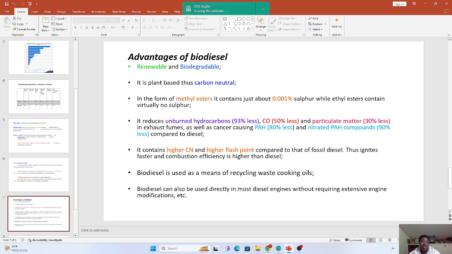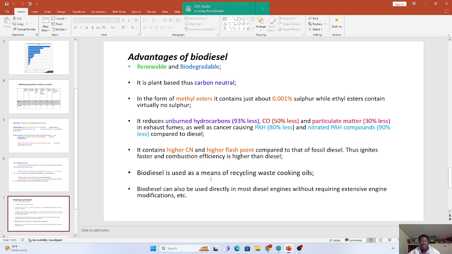contain virtually no sulfur. The other advantage is it reduces unburned hydrocarbons, that is 93% less, and carbon monoxide, CO, 50% less, and particulate matter or PM at 30% less in exhaust fumes, as well as cancer-causing PAH at 80% less, and nitrated PAH compounds 90% less compared to diesel. It also contains a higher CN number, we noticed that, and a higher flash point compared to that of fossil diesel. Thus, it ignites faster and combustion efficiency is higher than diesel.